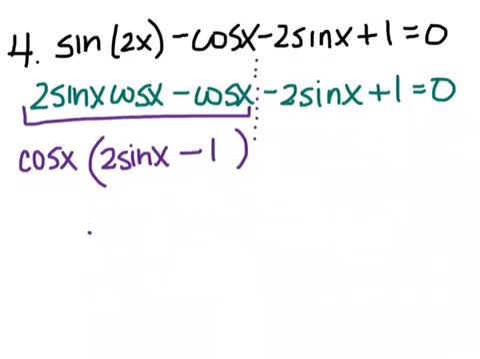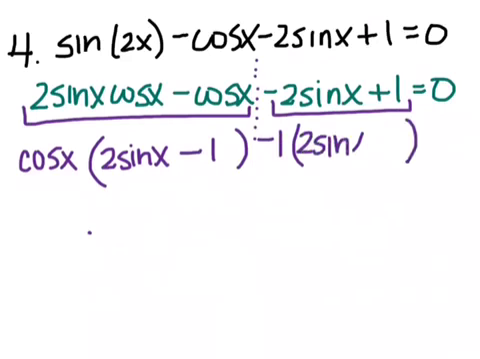When we look at the second part here, negative 2 sine of x plus 1, we're going to go ahead and factor out a negative 1 so that our parentheses match. That'll let us switch our signs, and we have 2 sine of x minus 1 equals 0. Beautiful.